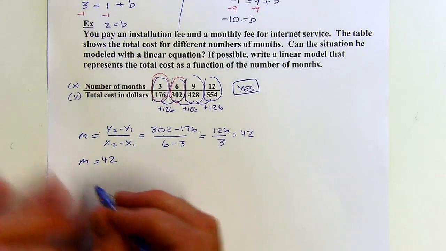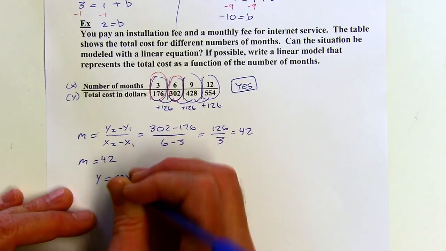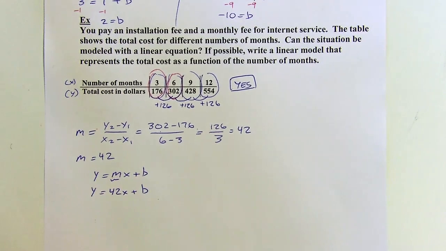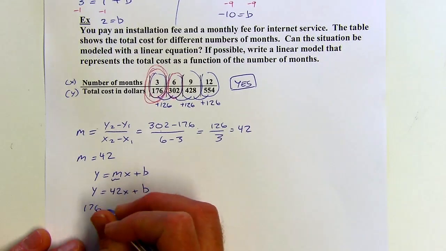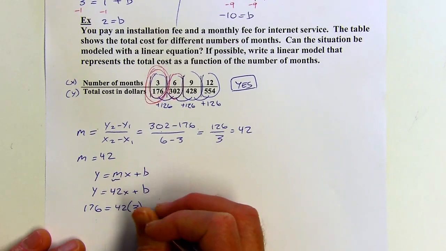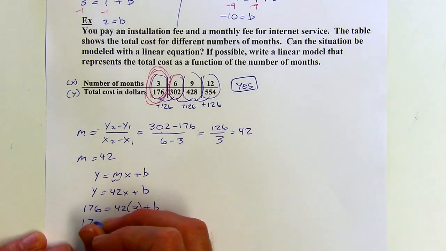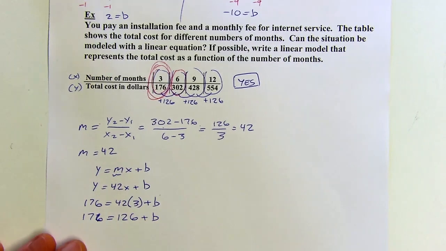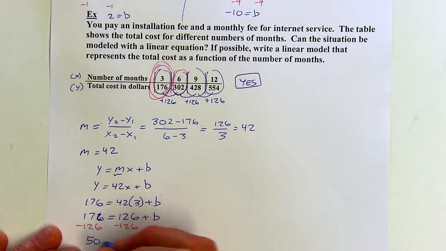So what I'm going to do is use the method I was showing on top of this page. I'm going to take this format and plug in my slope first off. Okay, and then I'm going to use one of the points, the xy pairs, to plug into this to find the b. So I'll use this one. So I'm plugging in 176 for y, and I'm plugging in 3 for x. Okay, and 42 times 3 comes out to 126. Okay, and now I've almost got b. Let's subtract 126 from both sides. And b is going to be 50.